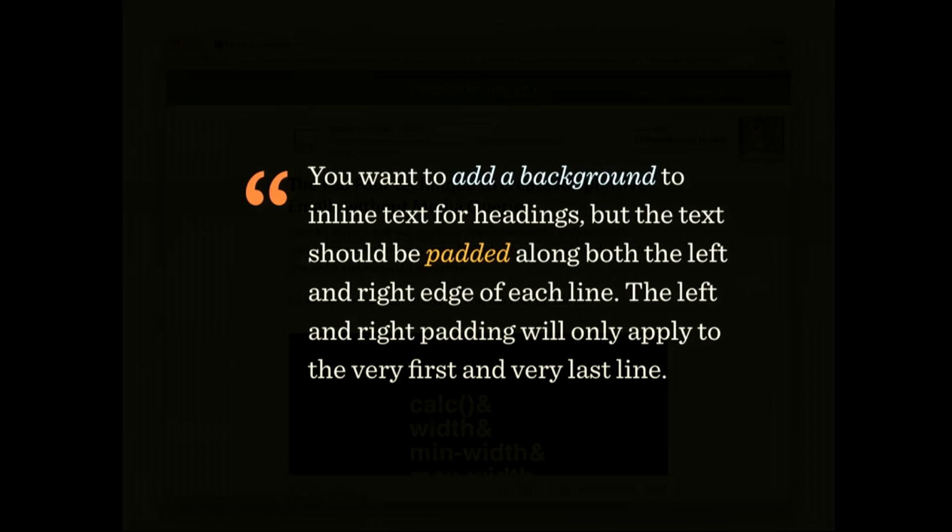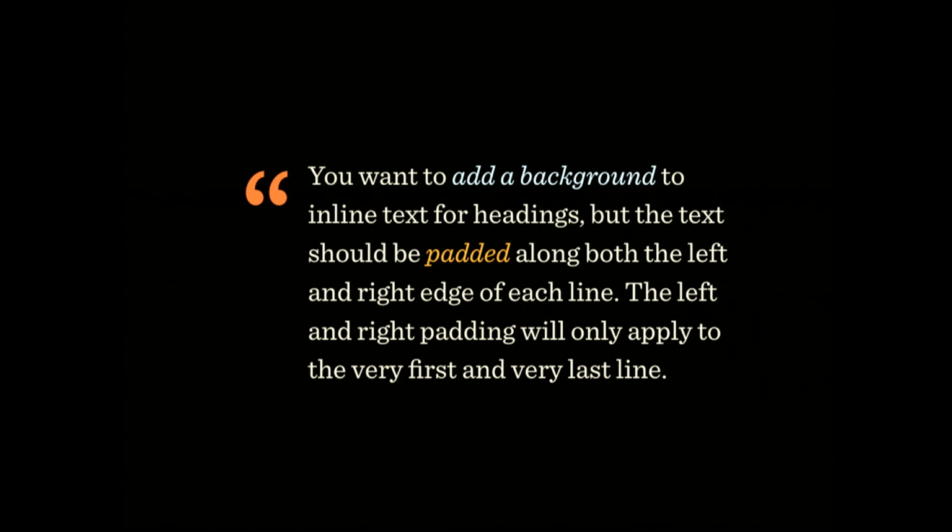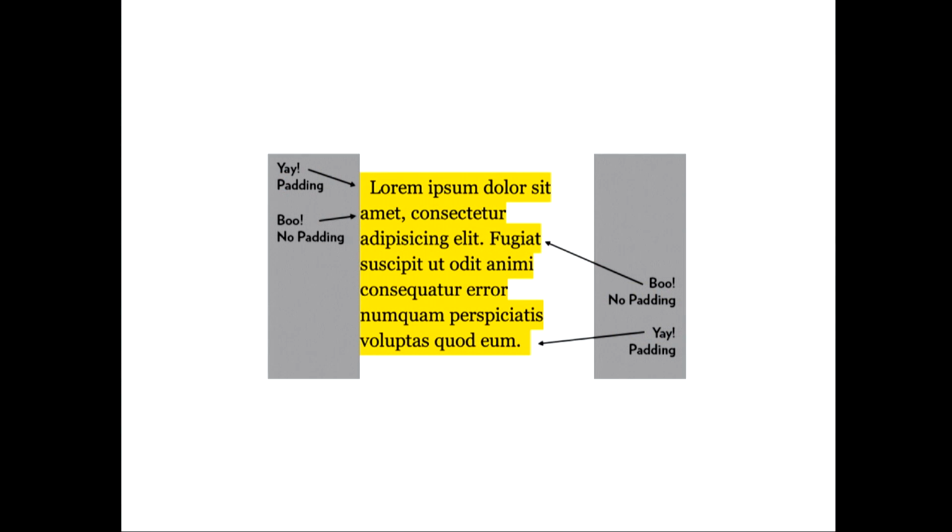All right, here's the next one. So you want to add a background to inline text for headings, but the text should be padded along both the left and right edge of each line. Now, the left and right padding will only apply to the very first and very last line. So if you apply padding and you have your text surrounding it, so here you've got your padding, right? And here you've got your padding, but here you've got no padding, and here you've got no padding either. Right? So how would we fix it?